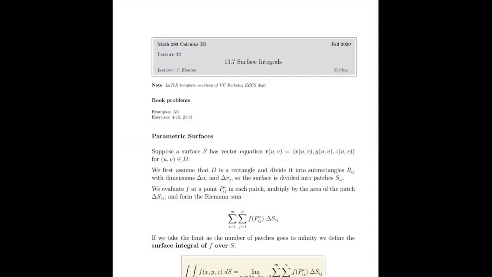So to make things easier, we'll assume that D is a rectangle. Of course, all this can be done if D is a type 1 or type 2 region or something like that. But just to keep our derivation straightforward and not get into too many details, we'll just assume D is a rectangle. And then, of course, we divide D into subrectangles, R sub ij with dimensions delta u i and delta v j. And then our surface is subsequently divided into patches, S sub ij. And this is just as in section 13.6.